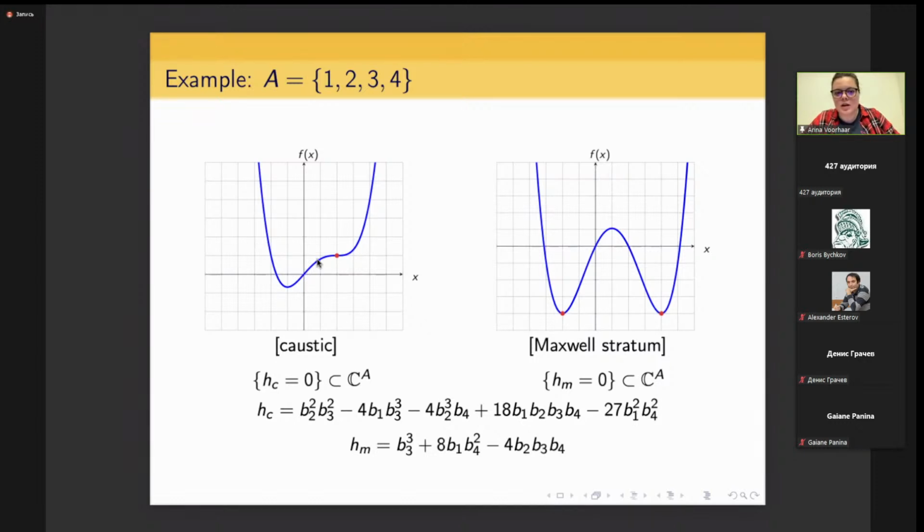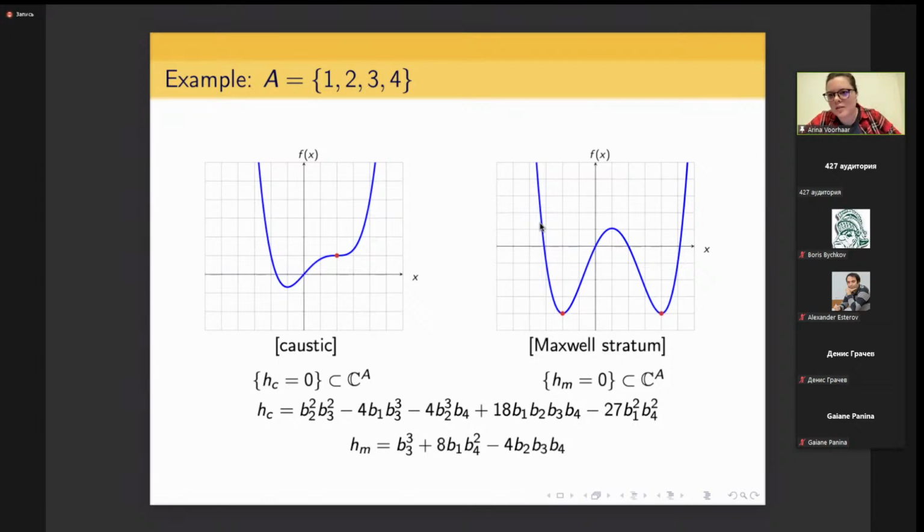As I said, we have the first and the second derivative vanishing. So basically the polynomial defining the caustic is the discriminant. That's why studying its Newton polytope is not very interesting, because it was already done by Gelfand, Kapranov, Zelevinsky. The challenge of this work is trying to understand what to do with the Maxwell stratum, how to compute it.